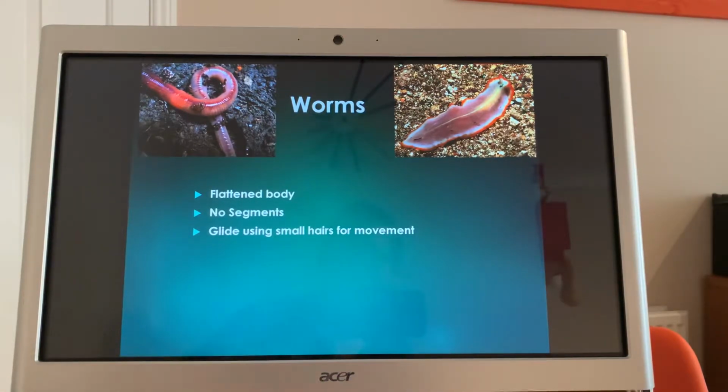3 key facts for worms. They all have a flattened body, no segments, and they glide using small hairs for movement.